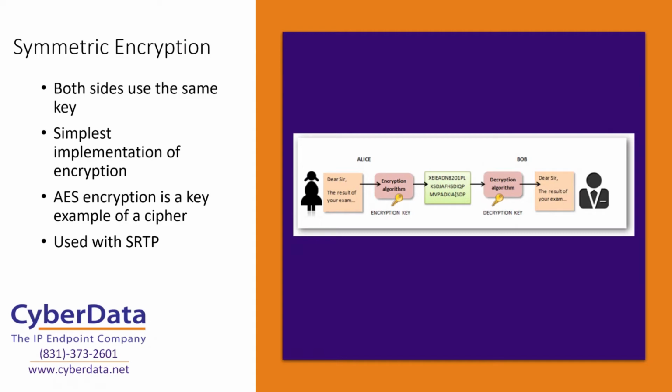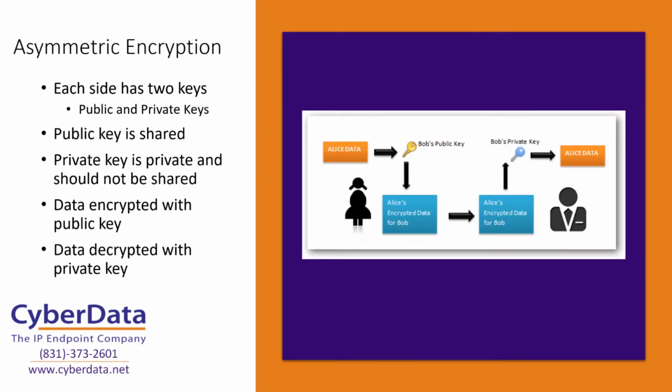So symmetric encryption is best for speed, and since RTP, the audio, is dependent on speed, that's going to use symmetric encryption. Next, we move to asymmetric encryption, where each side, both Alice and Bob, have 2 different keys.